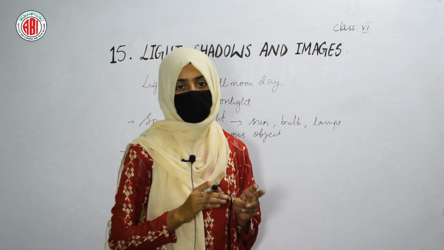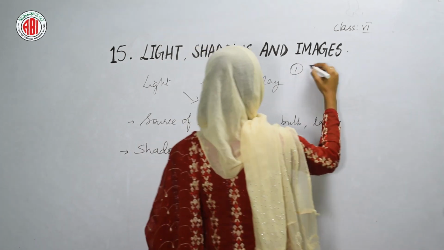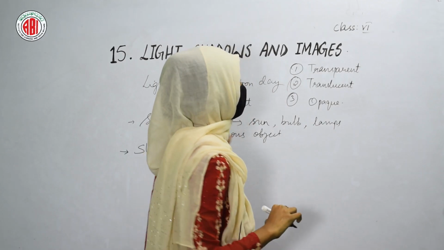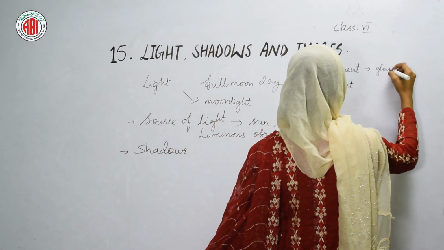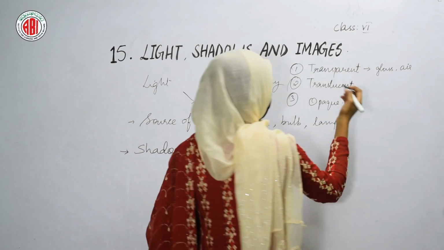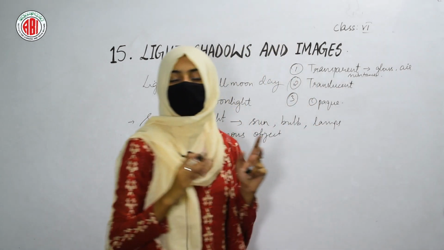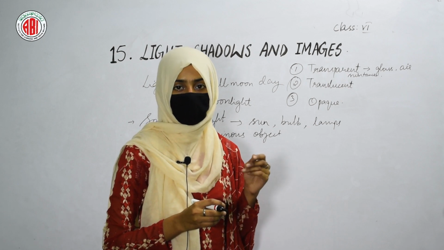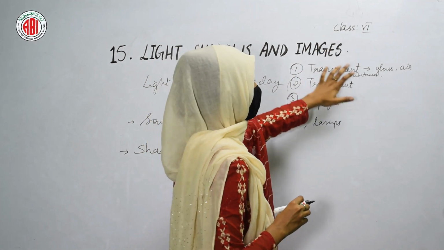Based on the passage of light, the different substances are classified into three main types, and those are transparent substances, translucent substances and opaque substances. Substances like glass or air that allow the passage of light through them are called transparent substances. So these substances can be defined as the objects that allow the passage of light through them. The light can easily pass through them. They are called transparent substances, and here we can take an example of glass and air.